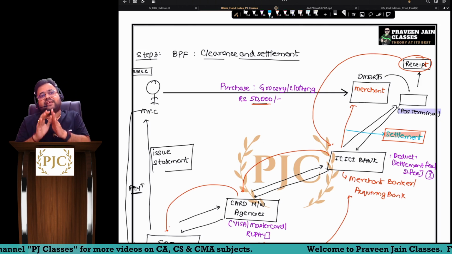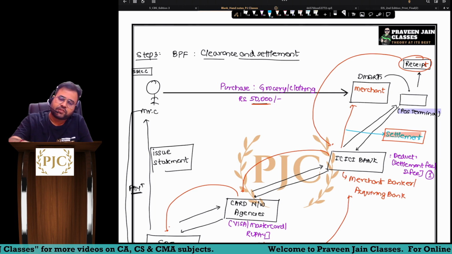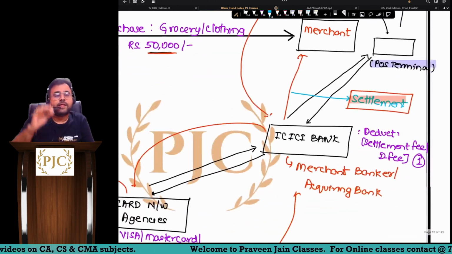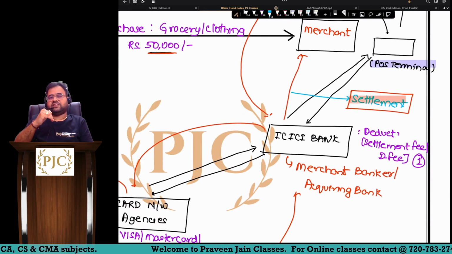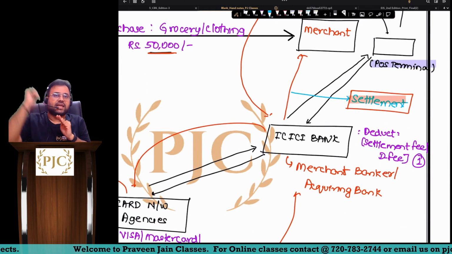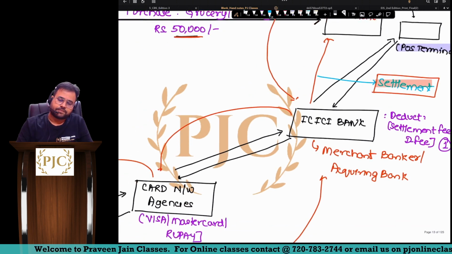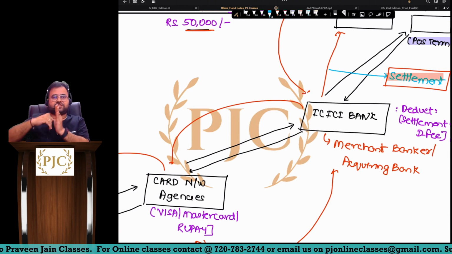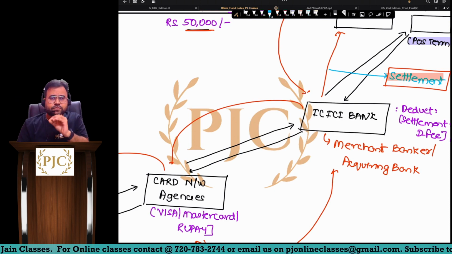Now sir, can I say the slip is generated? That slip is there with whom? DMart. Now DMart will give this slip to whom, sir? ICICI Bank. Now whenever this slip is given to ICICI Bank, corresponding to that ICICI Bank is going to make the payment. This is called clearance. This is called what? Clearance. Sorry, this is called settlement. Sorry, sir. So here we are giving the slip and this is called settlement, sir.